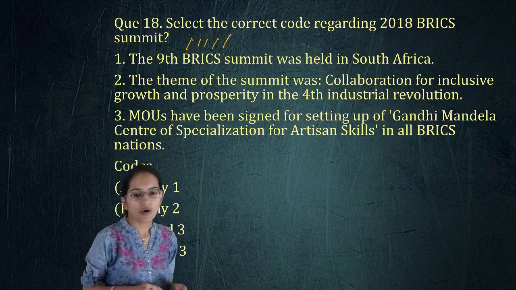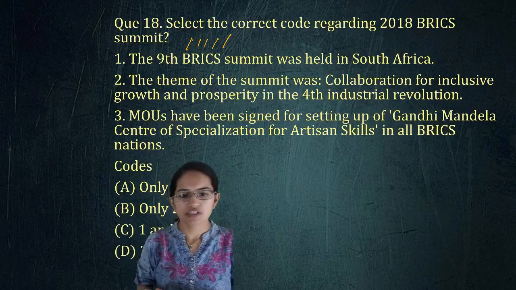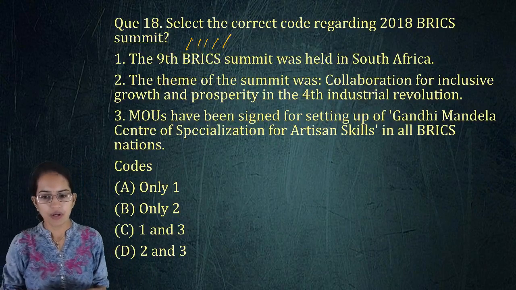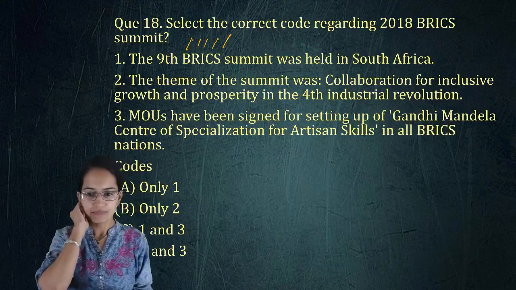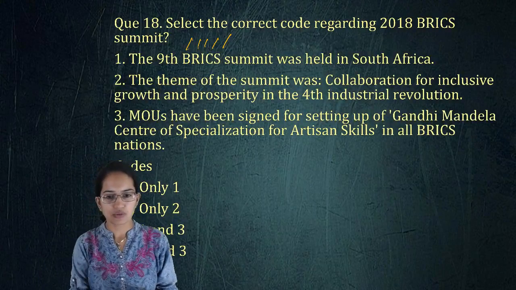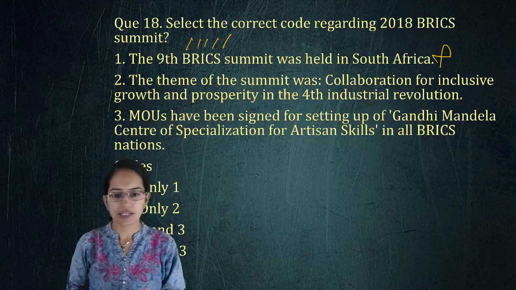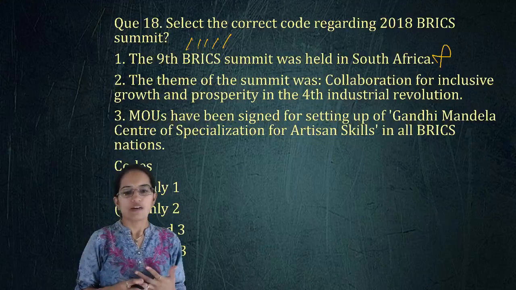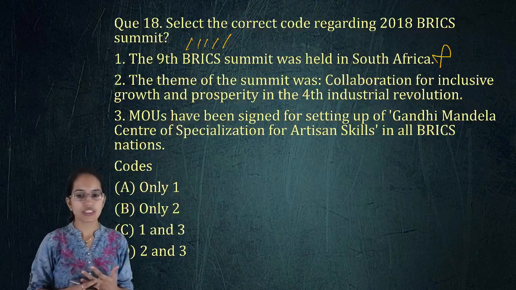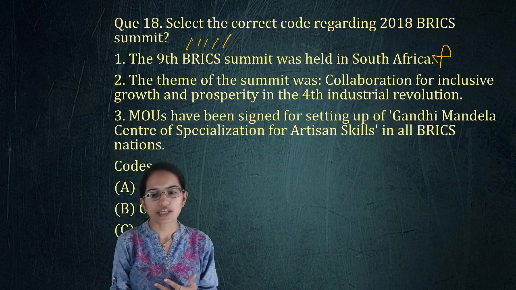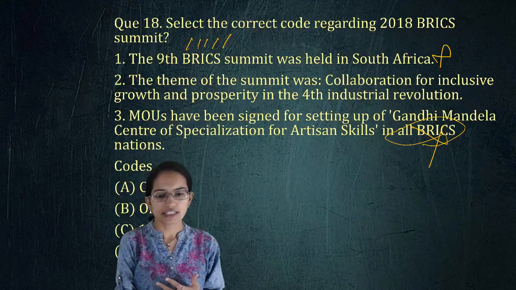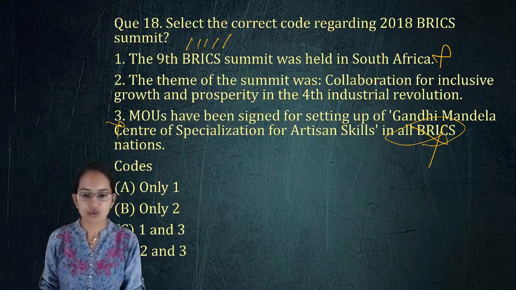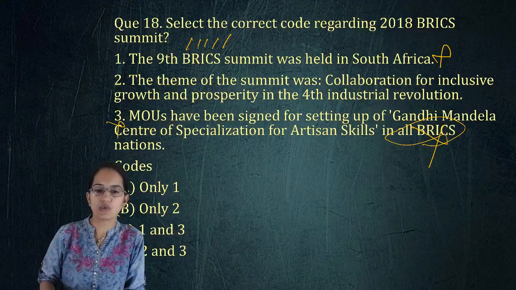Okay, the theme of the summit was collaboration for inclusive growth and prosperity in the fourth industrial revolution, and that's something that was important. Then you have the 10th BRICS summit that was held in South Africa. So the first statement becomes incorrect, and then you have setting up of Gandhi Mandela Center for specialization of artisans in South Africa only, not in all BRICS nations. So that's the incorrect option, and that's where a little confusion has been brought about. Very, very important. So it's not in all the BRICS nations, it's only and only in South Africa.